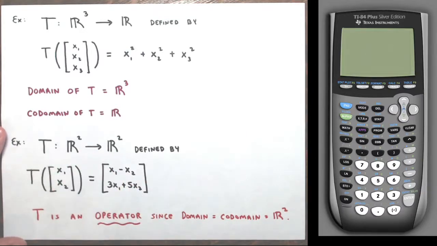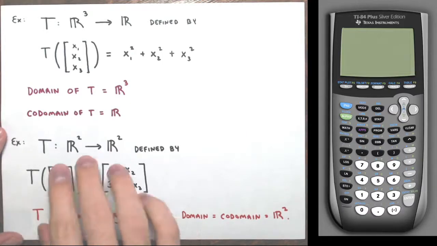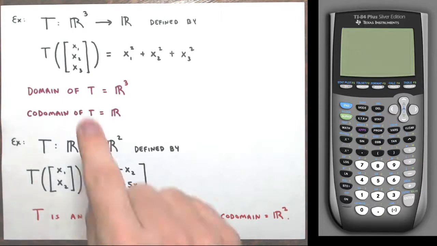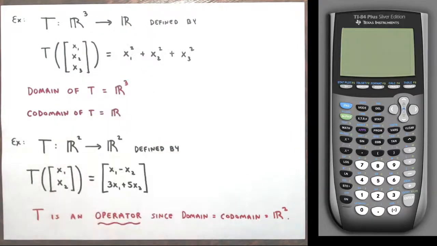This transformation here would be called an operator. This transformation is an operator since the domain and codomain are the same. In this example, they're both R2. Like I said earlier, if they're both R3 or both R4 or both R, you have an operator. Now I might accidentally say the word transformation. They're all transformations. Every operator is a transformation, but not every transformation is an operator. Like this transformation up here would not be an operator because my domain and codomain aren't the same.